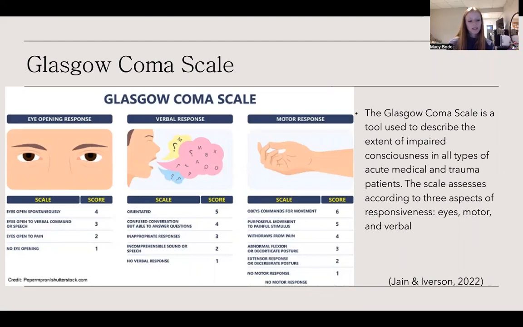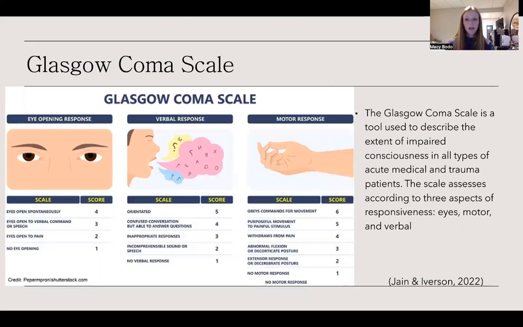This tool would be utilized in a hospital setting. For example, if a patient came into the emergency room with a head injury, the Glasgow Coma Scale would be used and then would be used again and again to continually assess the patient throughout their stay. The targeted population would be patients who are in the acute medical setting and trauma patients who are already at risk for head injury or any sort of impaired consciousness, or who are already experiencing impaired consciousness.